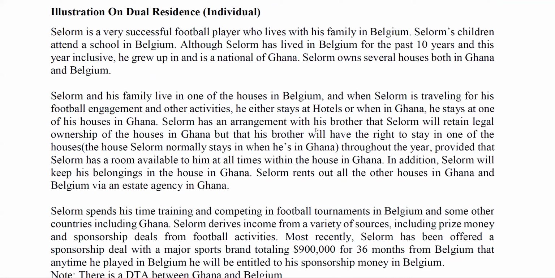Let's start. There's an issue of dual residence here, right? Two countries, Belgium, Ghana. Okay, so we use the tiebreaker rule. I've done that side for you. What's the first test? What is the first test to determine residence? Permanent home. So, yes, what do we say? Where do we think Selom has a permanent home? In Belgium.